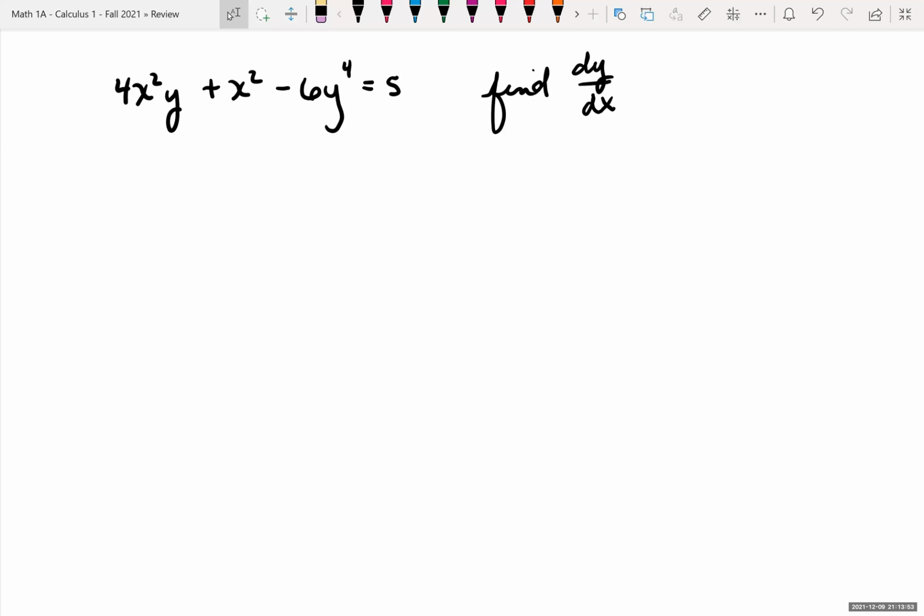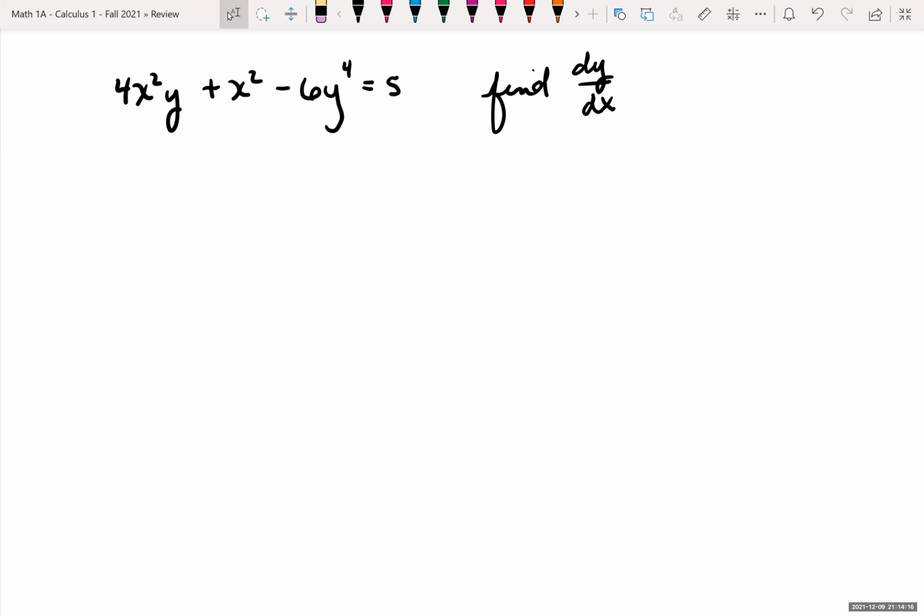Okay, so we have another function we want to take the derivative of, and our function is 4x squared times y plus x squared minus 6y to the 4th equals 5. So this is an implicit form of an equation, and it's impossible to solve for y, get it by itself. And so we are going to use implicit differentiation.